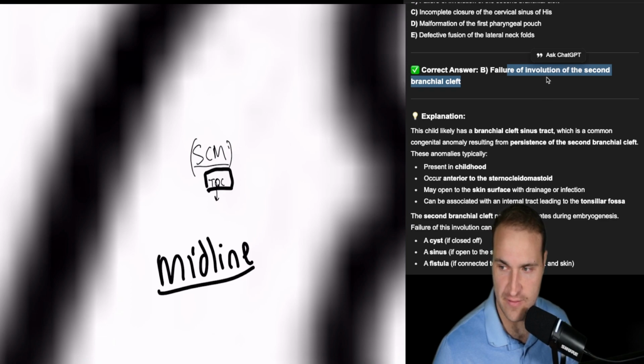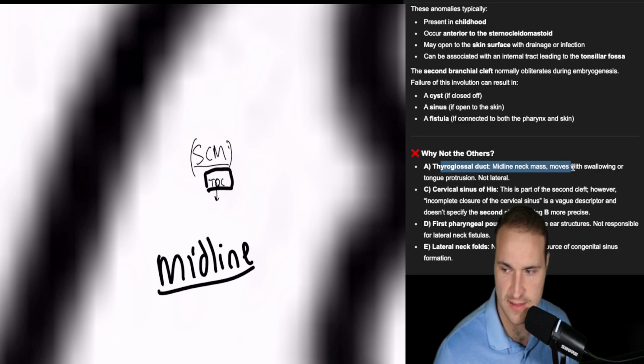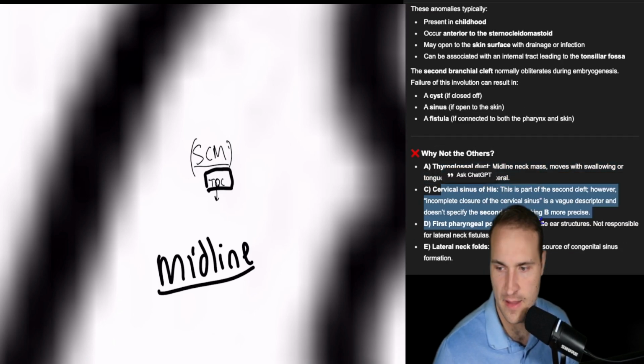So it's the failure of the involution of the second branchial cleft. Normally obliterated, but it can cause cyst, sinus, and fistula. Thyroglossal duct, midline, moves with swallowing, not lateral. And then the first pouch forms middle ear structures, and lateral neck folds, not a source.